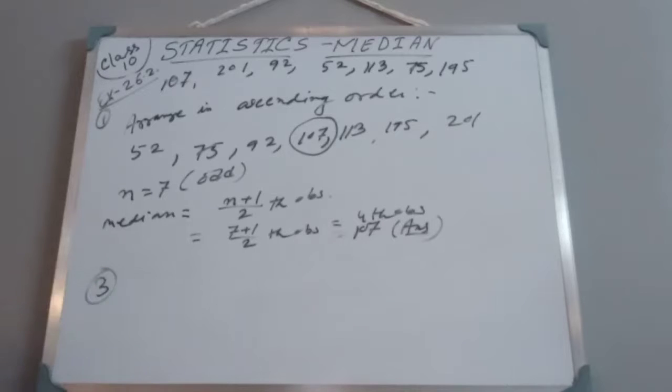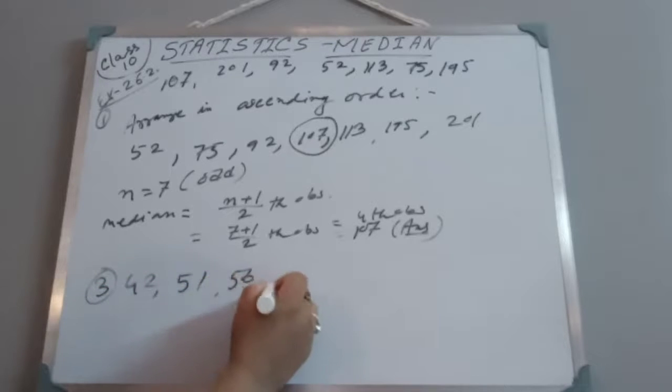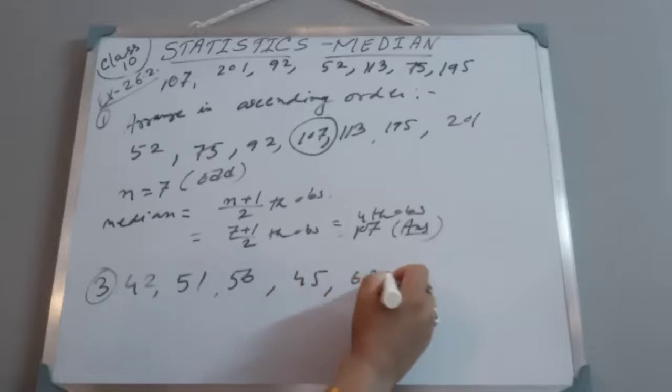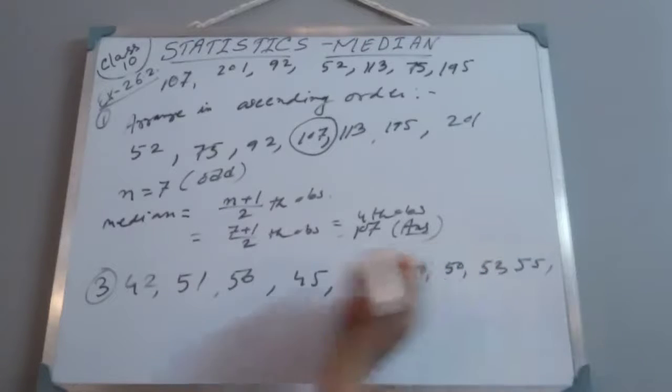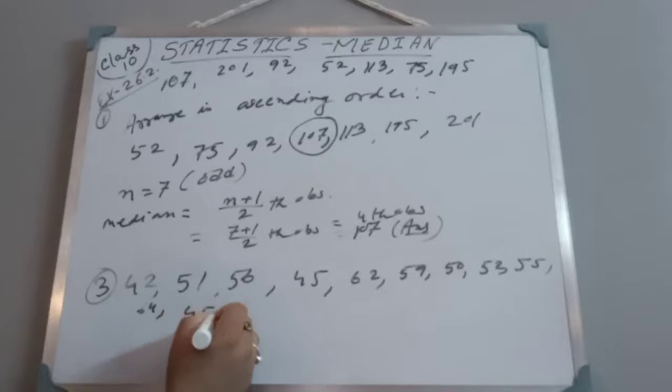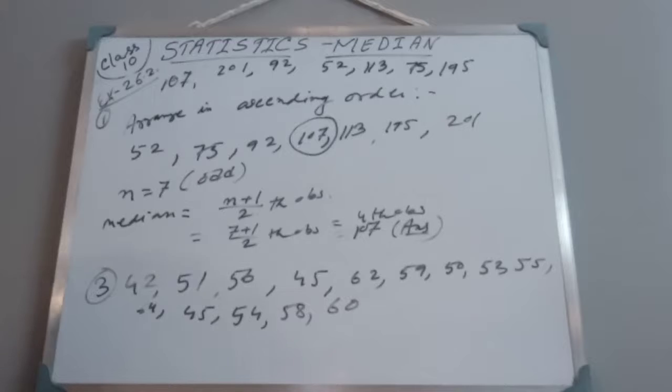Next, sum number 3. Marks obtained by 14 students are 50, 42, 51, 56, 45, 62, 59, 50, 52, 55, 64. These are the marks. 45, 54, 58, 60. Find the median of the obtained marks.